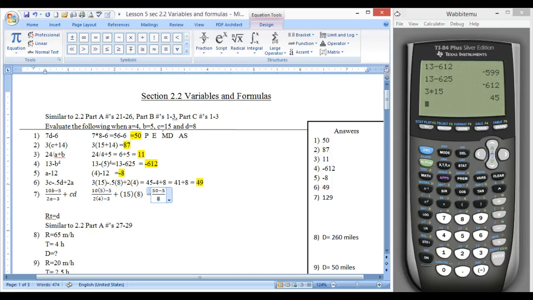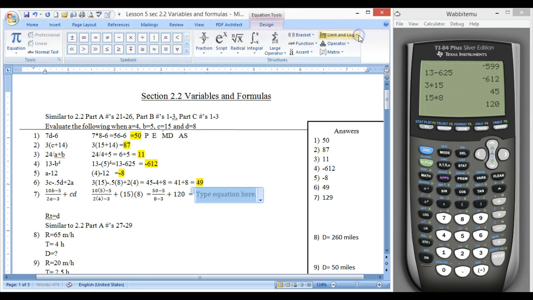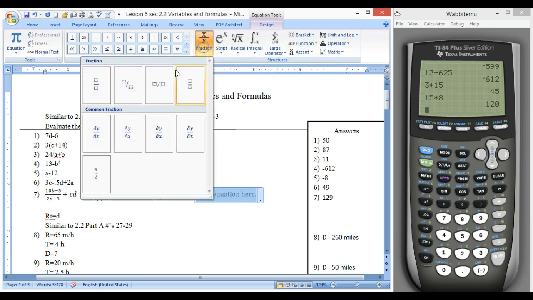2 times 4 happens first before we subtract over, and then I need to add, and I can go ahead and multiply as well right here. 15 times 8, which gives me 120. There we go. Now I'm going to do the next step, which is equals, and I'm going to insert yet another equation because I have this fraction still going on.